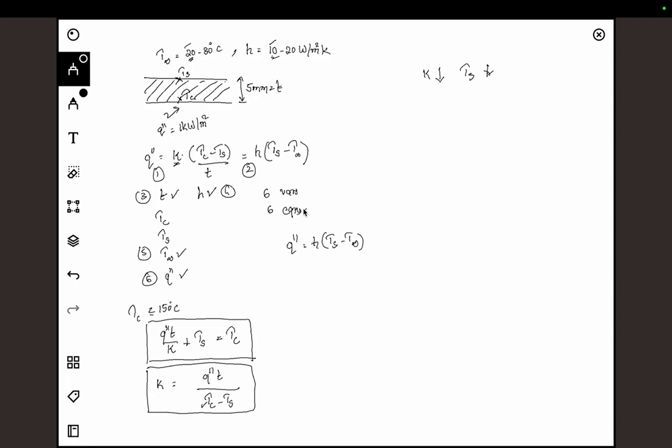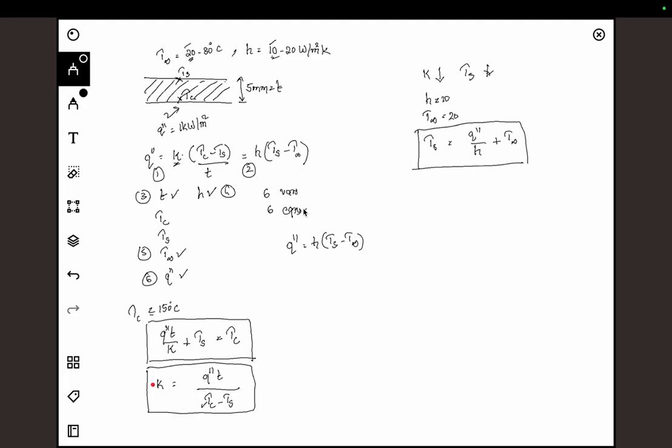Okay, let's just start with the one that is already given in the chart. So if you have taken H equal to 10 and T infinity equals 20, what would be the value of Ts you will be getting? So this is the equation for Ts.